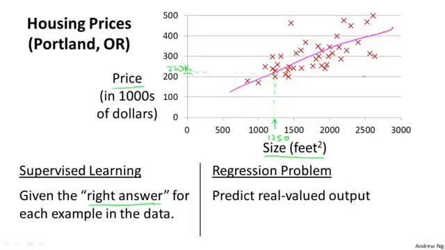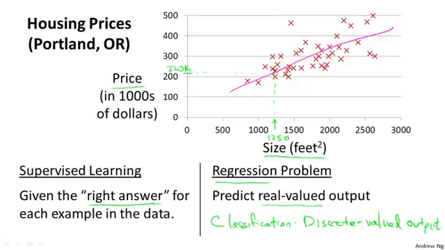And moreover, this is an example of a regression problem, where the term regression refers to the fact that we're predicting a real value output, namely the price. And just to remind you, the other most common type of supervised learning problem is called a classification problem, where we predict discrete value outputs, such as if we are looking at cancer tumors and trying to decide if a tumor is malignant or benign. So there's a 0-1 value, discrete.